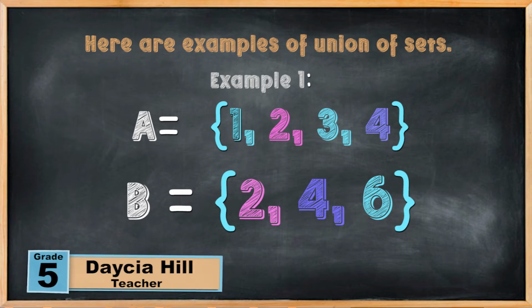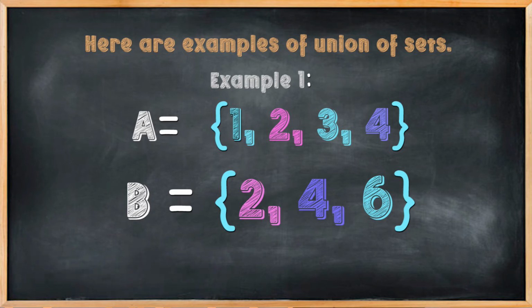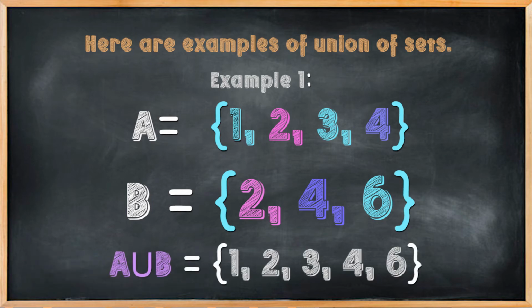Now, if we're asked to find the union of set A and set B, this is how we write it. A, the symbol for union, B. So A union B equals, and remember, we're listing those members in curly brackets, and we're going to separate each with a comma.